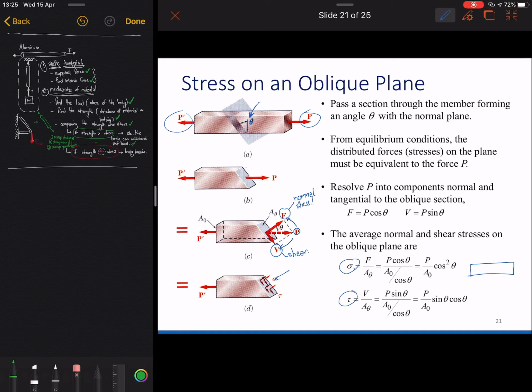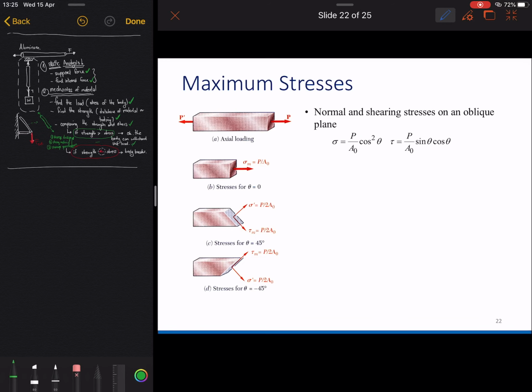If we have this and then we cut the plane like this, we have a force like this, and this stress 2 will be less than stress 1. This is stress 1, and this is stress 2. It means when we cut the plane at some angle, we reduce the stress in the plane. But what is the maximum stress? As I told you, the maximum normal stress is on the perpendicular plane.